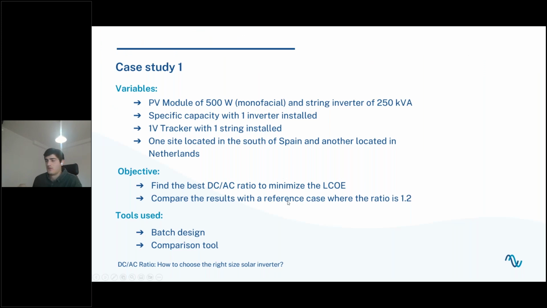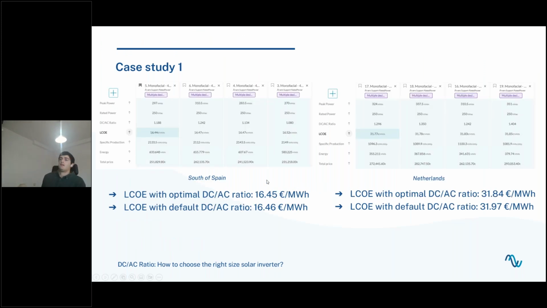So going back to the presentation, if we see the results that we obtained in the south of Spain, as I mentioned, the DC-AC ratio that was optimal was the value of 1.18. But if we go to the Netherlands, we will see how it's increased. In this case, the ideal DC-AC ratio will be 1.29, and the second one will be 1.35. So we can see how the differences are huge, very high. The optimal DC-AC ratio is very dependent on the site.